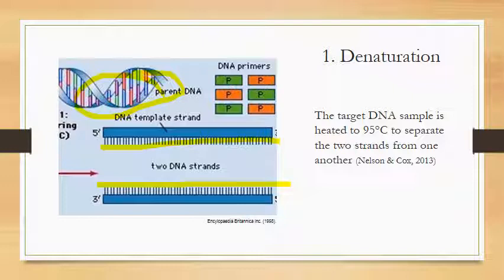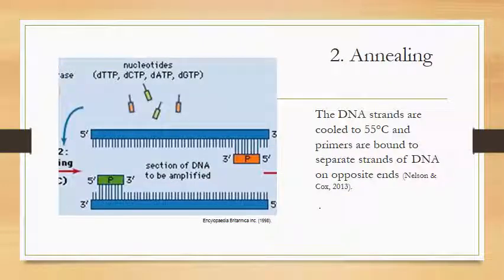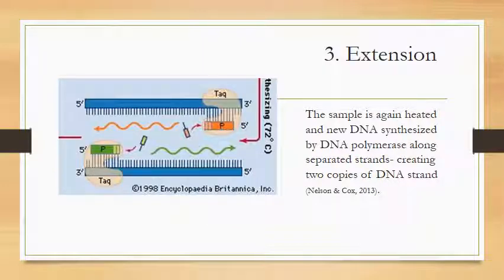And that brings us to our next process, which is called annealing. Those 2 DNA strands are cooled down to 55 degrees Celsius, and then the primers are bound to the separate strands of the DNA on the opposite ends. So we can see we've got a primer attached here, and down at the other end we have a primer attached. And as we said before, these primers are complementary to our DNA template.